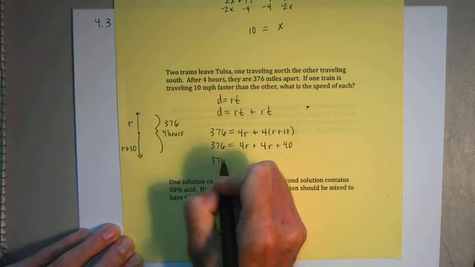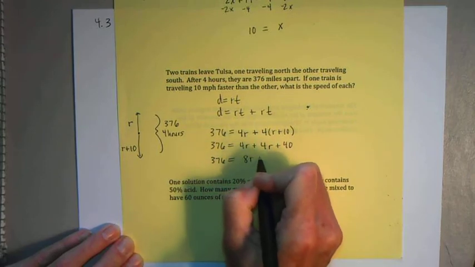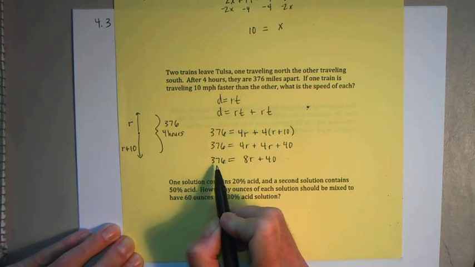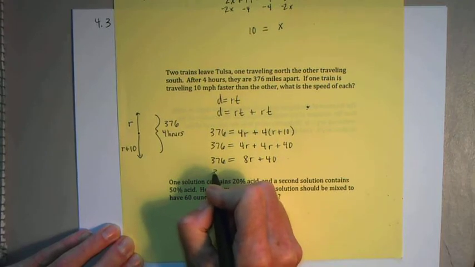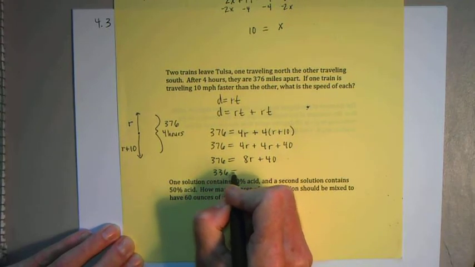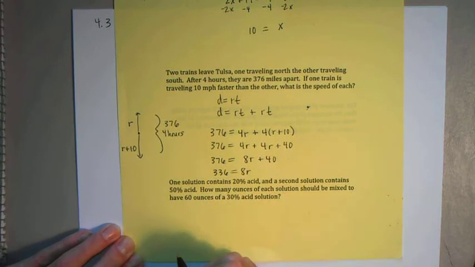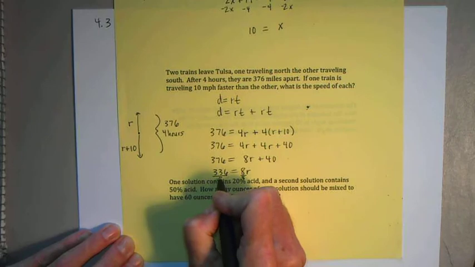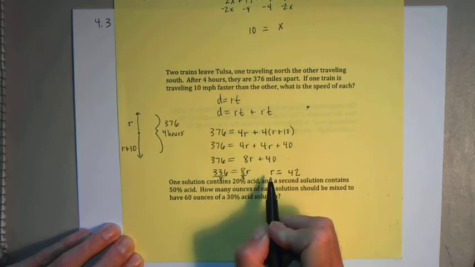So adding like terms, I have 8r plus 40. And then let's subtract 40 from both sides. And since I'm running out of space, I'll do that in my head. And then we know we need to divide by 8, don't we? So dividing by 8, how do I label a rate?